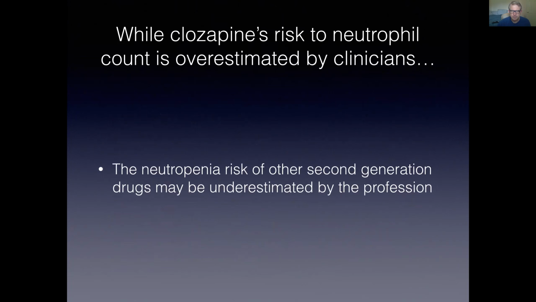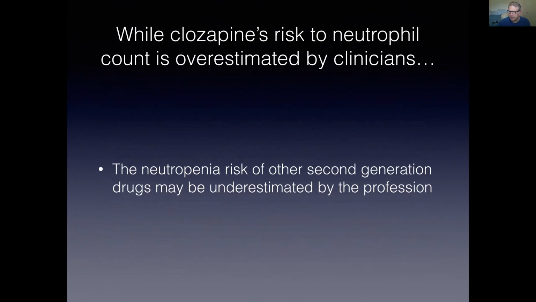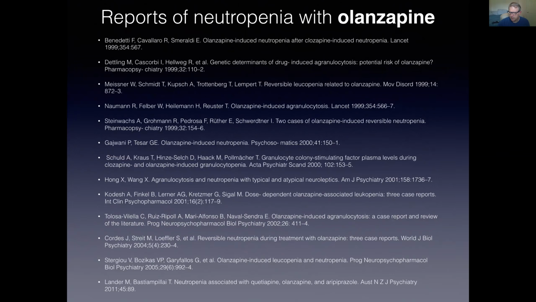The data are interesting. I'll make the case that the risk of neutropenia in the first year is less than 1% of cases treated. And after the first year, it's, no, let me back that up. The risk of agranulocytosis in the first year is less than 1%. And after the first year, it drops down by almost an order of magnitude.